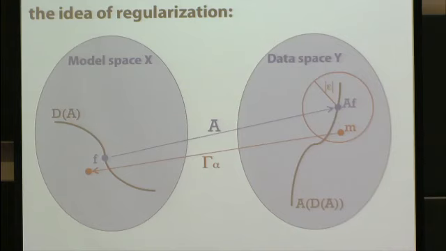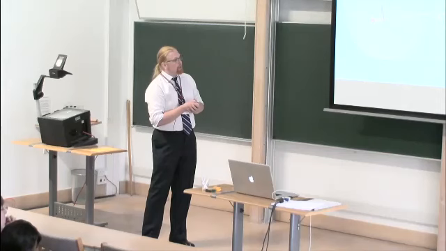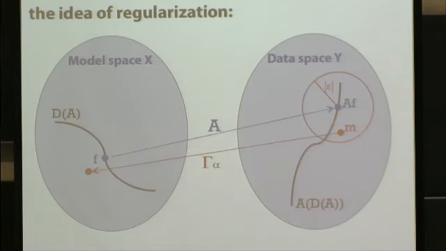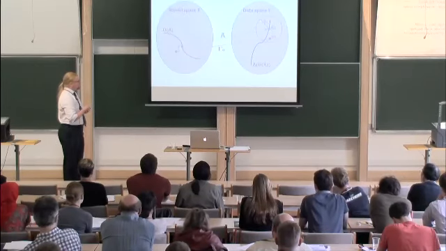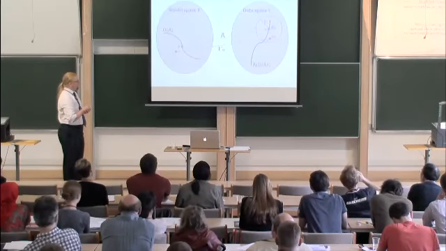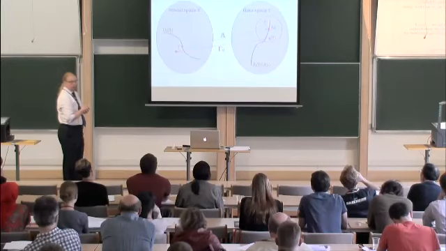But there are several problems. For example, if we try to invert A, it typically happens that this M is not even in the range of A. It's outside the range. So even if A had an inverse, it would only be defined on the range, and we could not apply it to M. So this is a failure of Hadamard's condition number 1, existence of a solution.